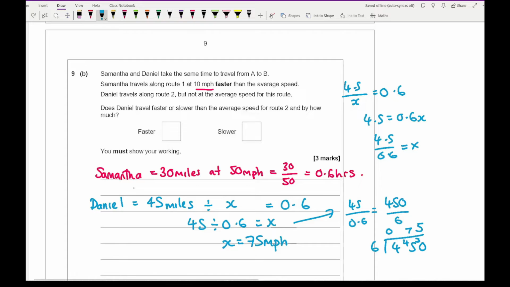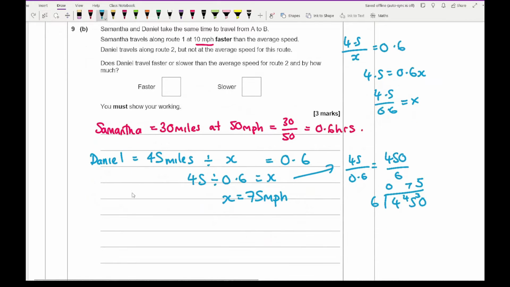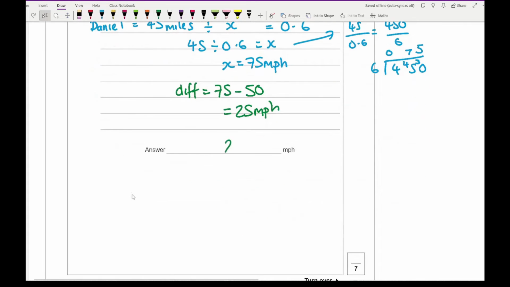I then want to work out the difference. Because the average speed was 50 miles per hour, the difference is 75 take away 50, so it's 25 miles per hour. So he is traveling faster and by 25 miles per hour.